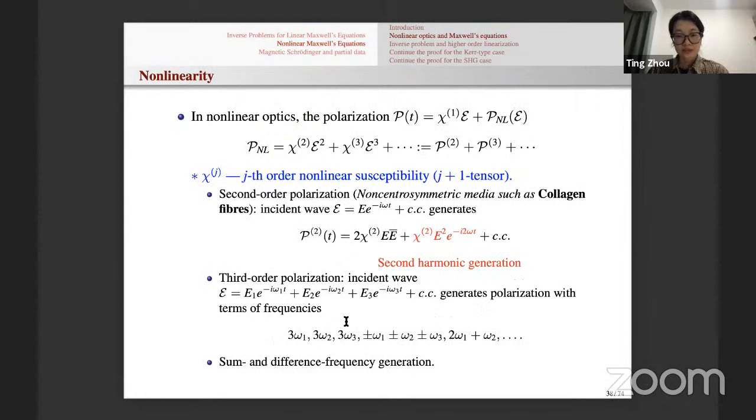Let me briefly talk about the nonlinearity mechanism here. So in nonlinear optics, the polarization in general consists of the linear part and nonlinear part. So we put the linear part just directly together with the linear constitutive relation part. So we just forget about this thing here and focus on the P_NL. This is a kind of formal expansion, written in terms of the powers of the electric field.